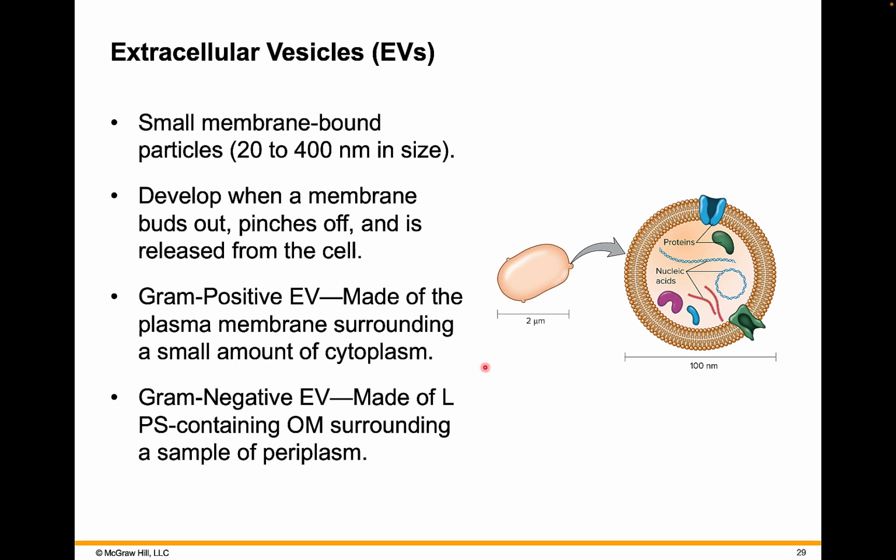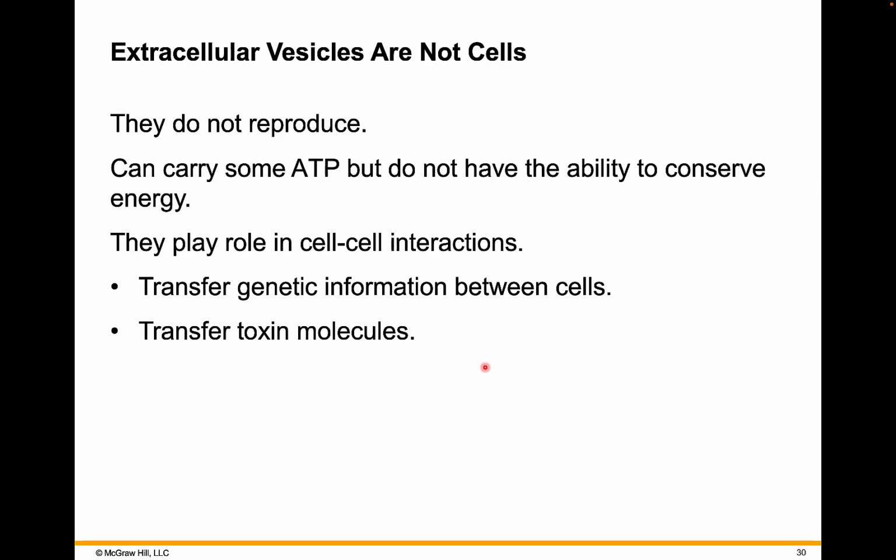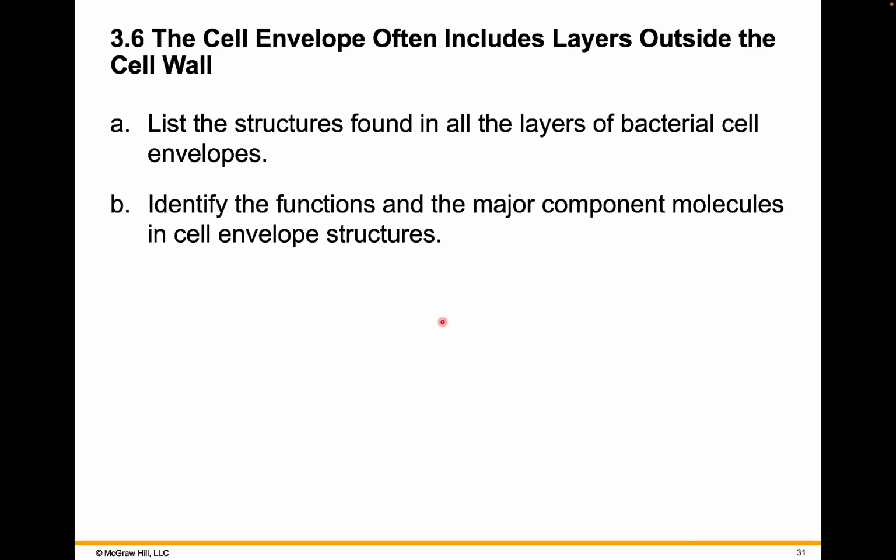But we have just started learning the role of these extracellular vesicles, or EVs, in recent times. They are not cells. Extracellular vesicles are not cells. They can carry some ATP but do not have the ability to conserve energy by any means. They play a role in cell-to-cell interaction, carry genetic information between the cells, and transfer toxin molecules, as I have said.